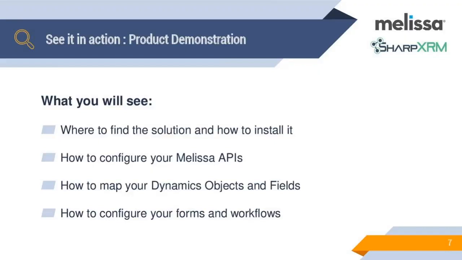And then we'll go into how do you configure your Melissa APIs in Dynamics? How do you map your fields and your objects so that the addresses get validated and stored in the right place? And then finally, how do you configure your forms and workflows in order for all the magic of address verification to be added onto your Dynamics instance and used by your end users? So we'll go over that. I will switch the share and I will now be sharing my screen.